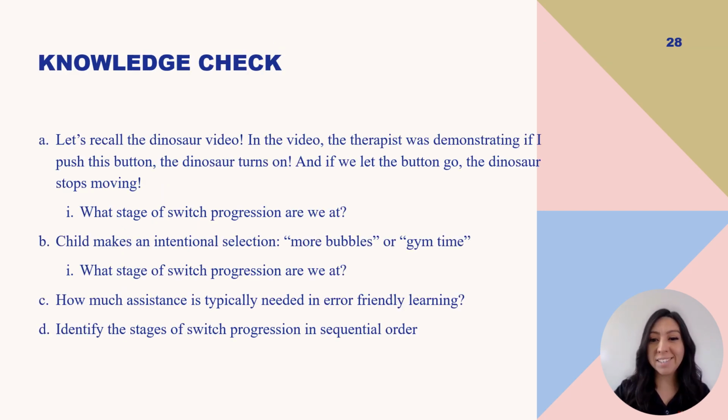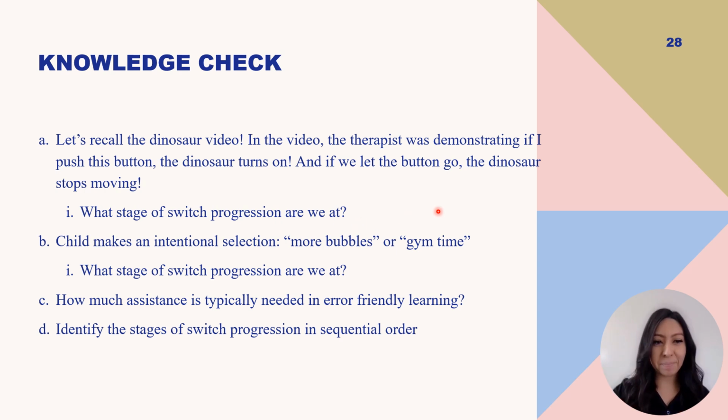In your groups, let's go ahead and run through this knowledge check. So let's recall the dinosaur video. In the video, the therapist was demonstrating if I push this button, the dinosaur turns on. If I let the button go, the dinosaur stops. What stage of switch progression are we at?